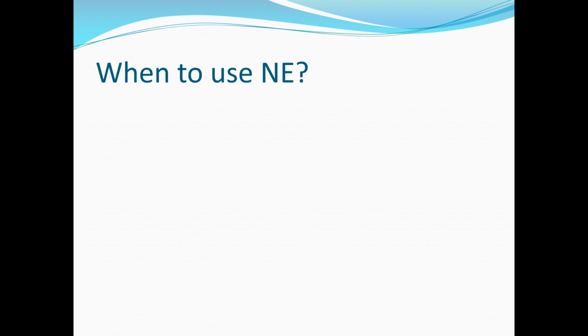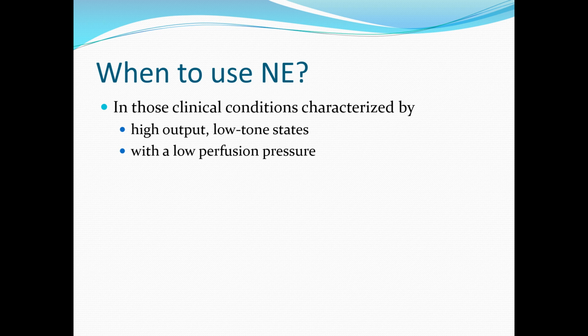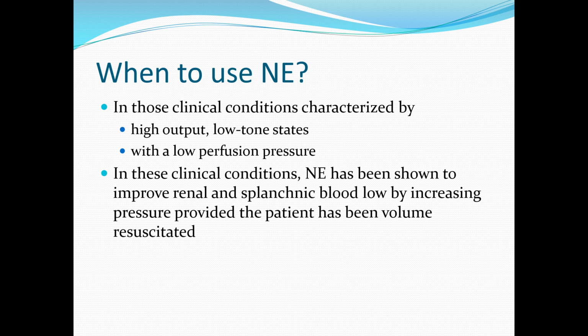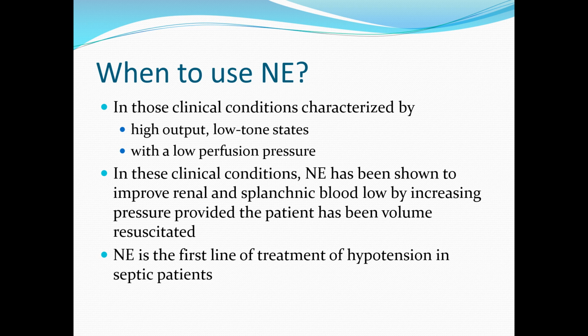So, that doesn't sound right. So when do we use it? In those clinical situations where there is high output to low tone states with a low perfusion pressure. And in these clinical conditions, norepinephrine has been shown to improve renal and splanchnic blood flow by increasing pressure, provided that the patient has been volume resuscitated. So if you need to give volume, you have to give volume first. If the patient is hypovolemic, norepinephrine is not going to help. It's actually going to make things worse. So norepinephrine is the first line of treatment of hypotension in septic patients.